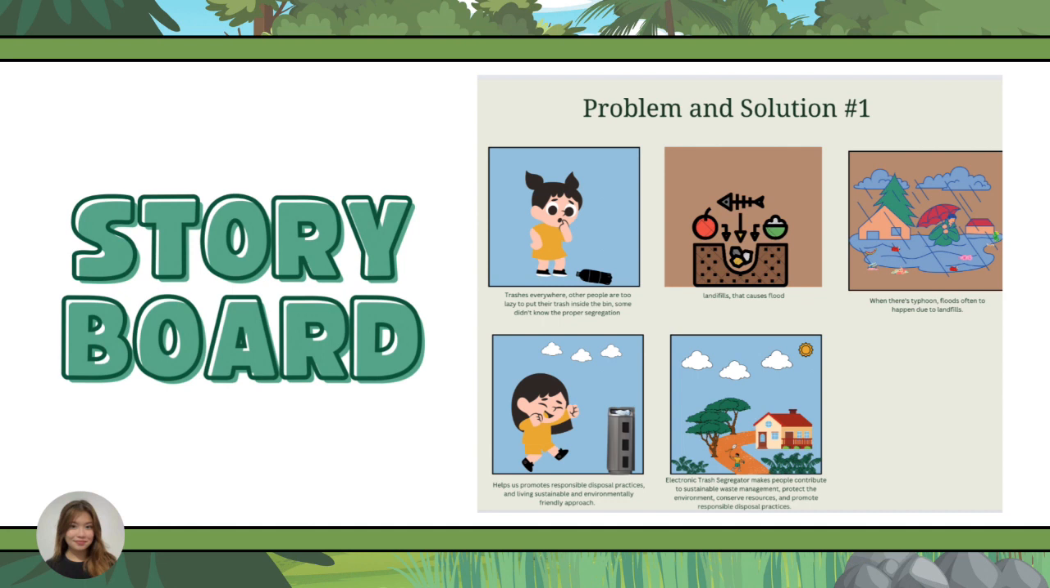So for our first problem and solution, you can see a child littering, but in reality, some people also litter because they are too lazy to put it in the trash bin. Also, they don't always follow proper trash segregation. The problem is that landfills can cause floods, especially during rains and typhoons. So lastly, we invented this product, most especially for children and differently abled people, so that electronic trash segregation makes people contribute to sustainable waste management, protect the environment, conserve resources, and promote responsible disposal practices.